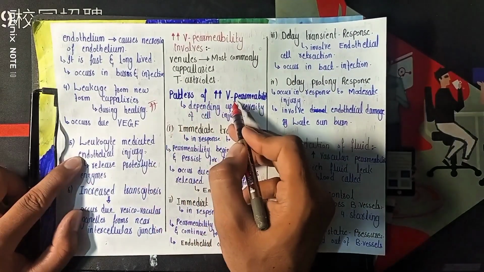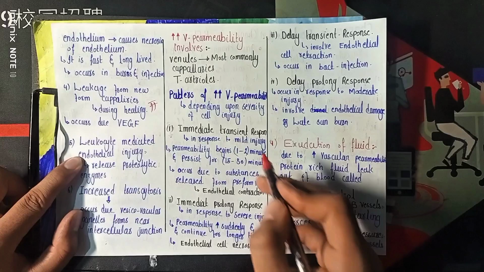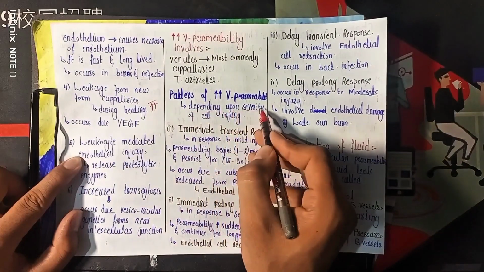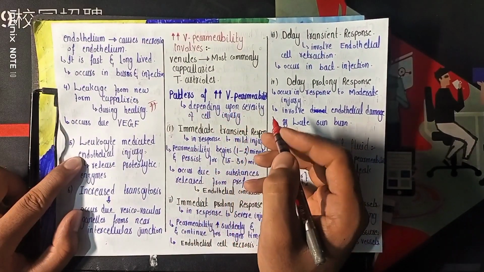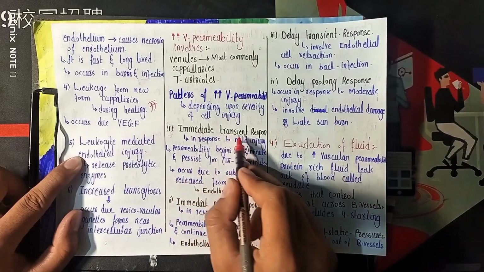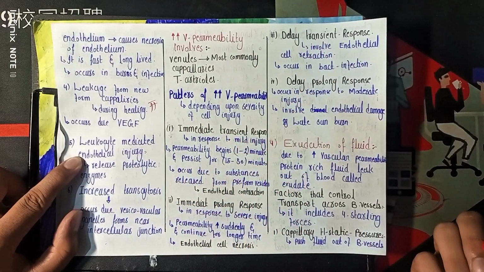अब आ जाते हैं about the patterns of the increased vascular permeability. So the pattern depends upon the severity of the cell injury, and the responses may be the immediate responses or the delayed responses.